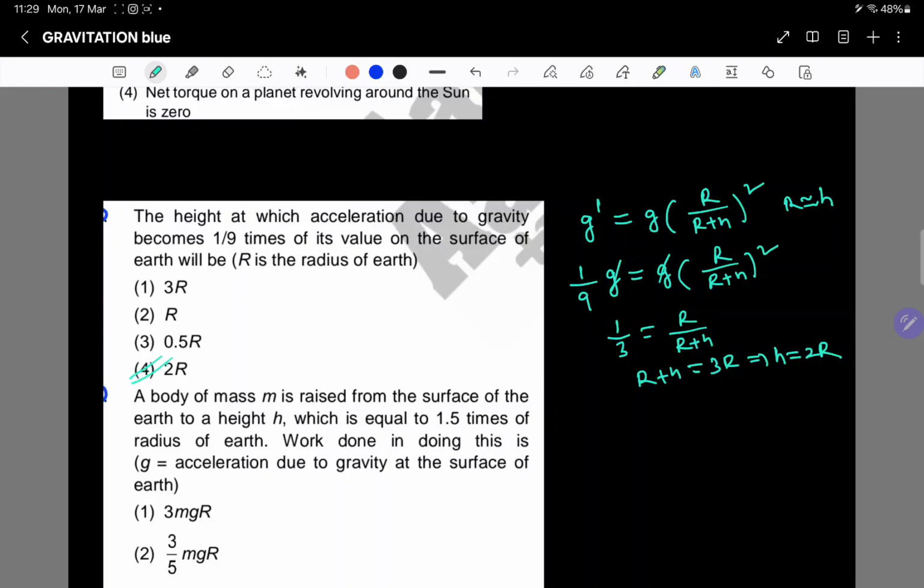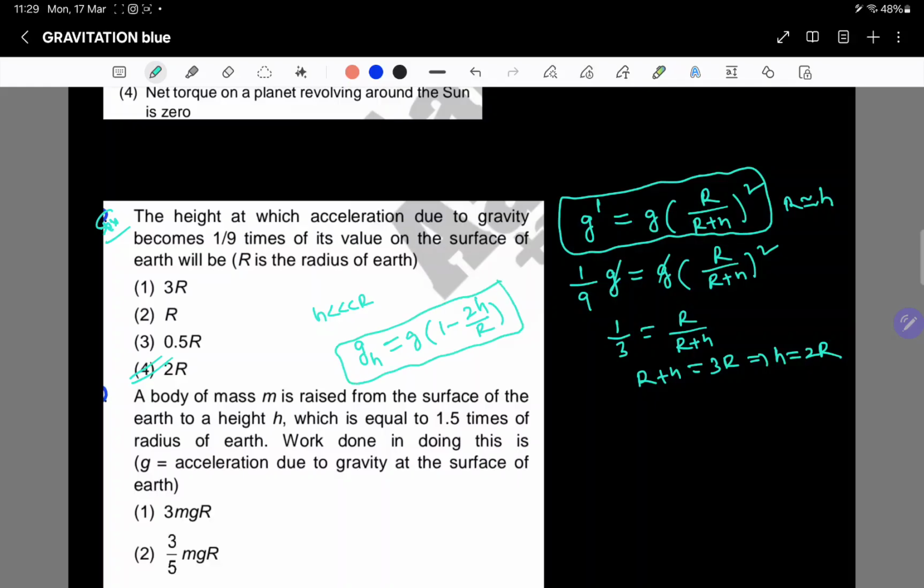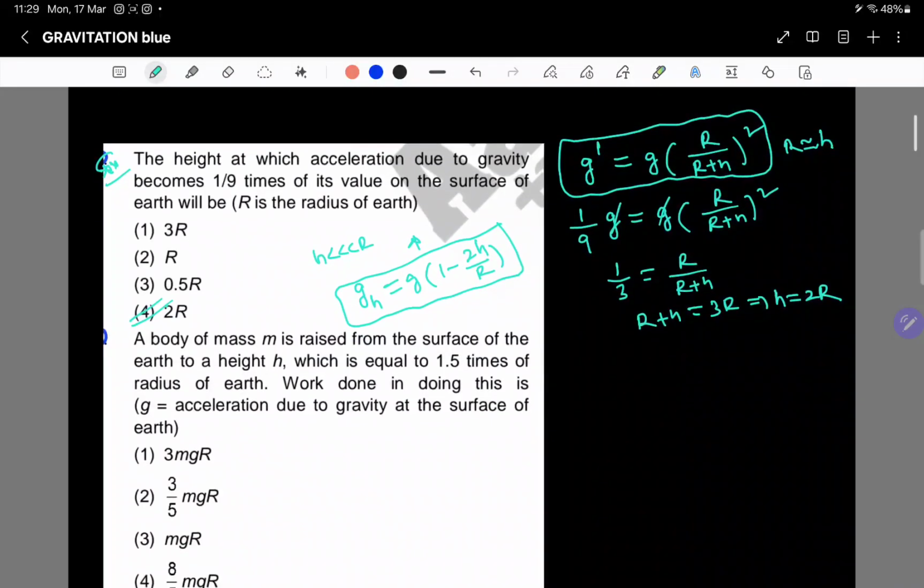The fourth option is given. Variation of acceleration due to gravity with height, where r is nearly equal to h. Remember one more formula here. For h very much less than r, g dash is nothing but g into 1 minus 2h by r. Using binomial theorem, you will get this expression. For less height, students, h very much less than r, use this formula. When h is nearly equal to r, use the earlier formula. Now here in this case, 2r is the answer.